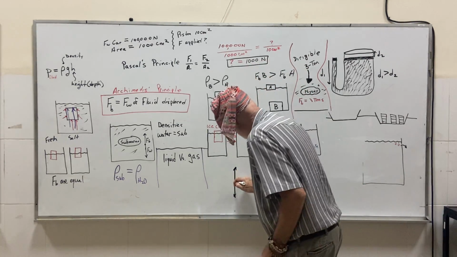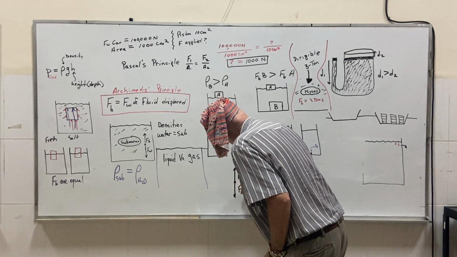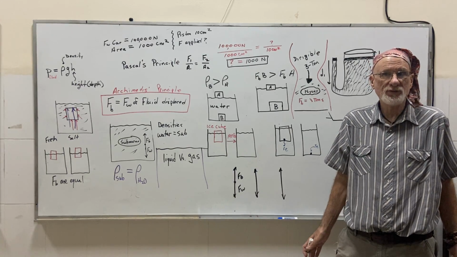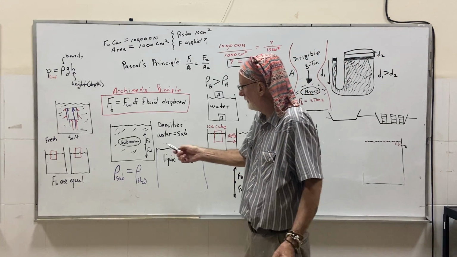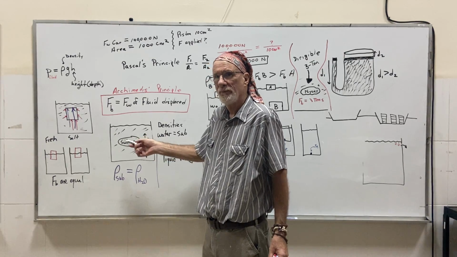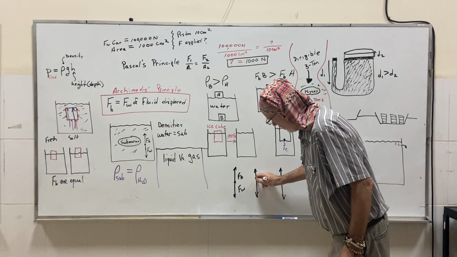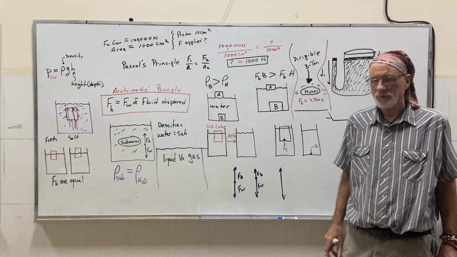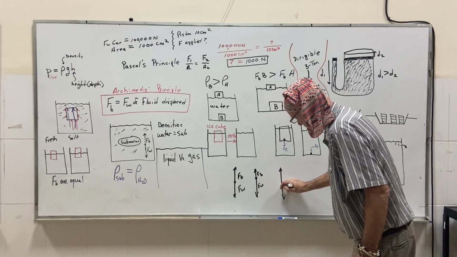Scenario one. The buoyant force and the weight of the object are the same. Correct? So, like the sub, they're the same, since it's not moving. Or if something is immersed in water and the weight is larger than the buoyant force, what's going to happen? This is going to sink. Correct?